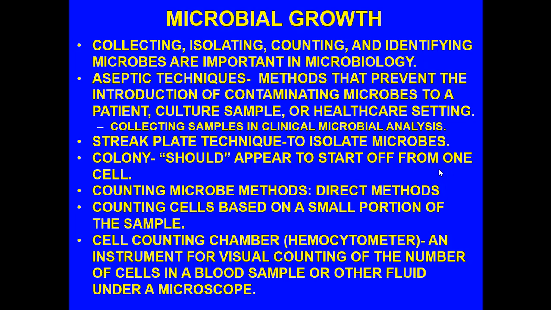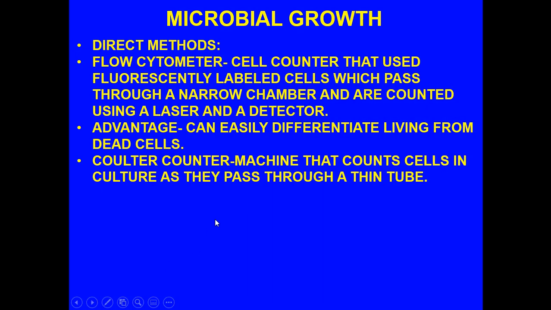There are cell counting chambers. These are called hemocytometers, and they're an instrument for visual counting of the number of cells, for example, in a blood sample or other fluid under a microscope. Now, there are other direct methods of measurement.